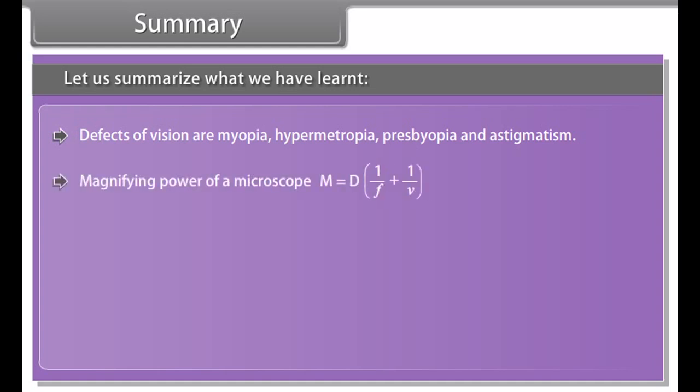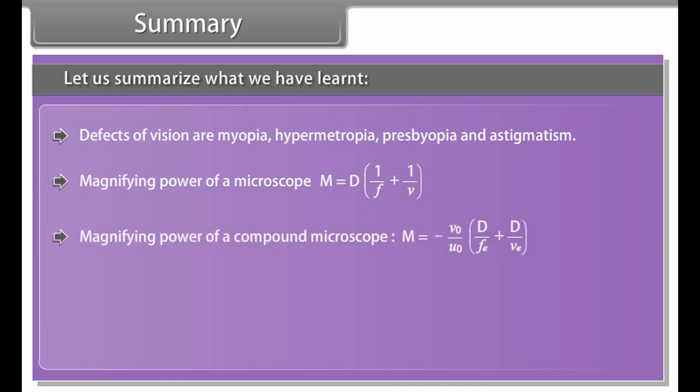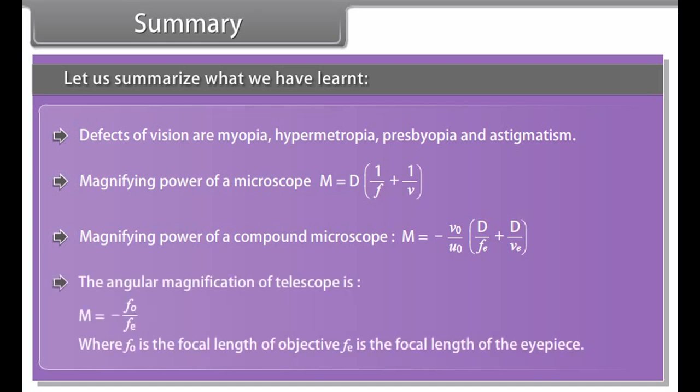Magnifying power of a microscope, M is equal to D into 1 upon F plus 1 upon V. Magnifying power of a compound microscope, M is equal to minus V0 upon U0 into D upon Fe plus D upon Ve. The angular magnification of telescope is M is equal to minus Fo upon Fe, where Fo is the focal length of objective and Fe is the focal length of the eyepiece.